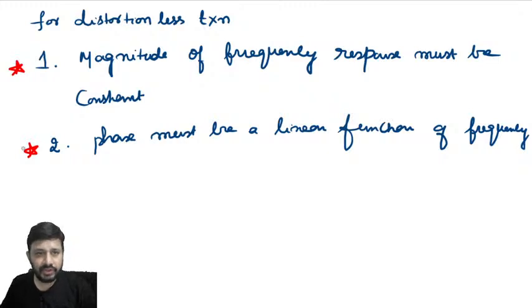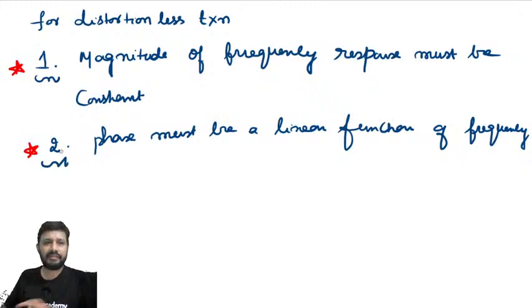Remember, if the magnitude is not constant over the frequency range, we are going to get magnitude distortion or amplitude distortion, and if the phase is not a linear function of frequency, we are going to get phase distortion. Phase distortions will occur. You remember these two statements: magnitude of the frequency response must be constant and phase must be a linear function of frequency.